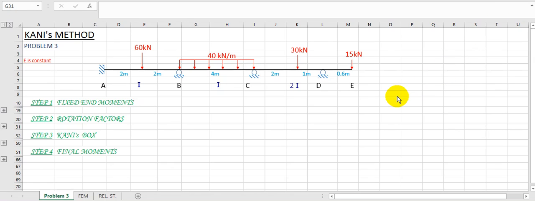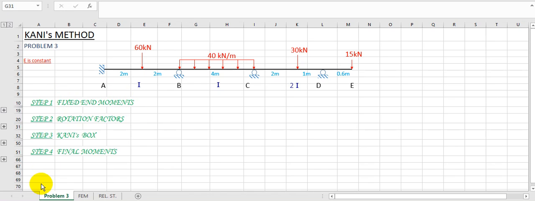Hello friends, we will learn today Kani's method, and this is basically a continuation of my previous video. We are today going to solve problem 3. The distinct feature of problem 3 is that it has one end fixed, that is A is fixed, and it also has an overhang of 0.6 meters. So how to solve this problem using Kani's method, we'll see that.